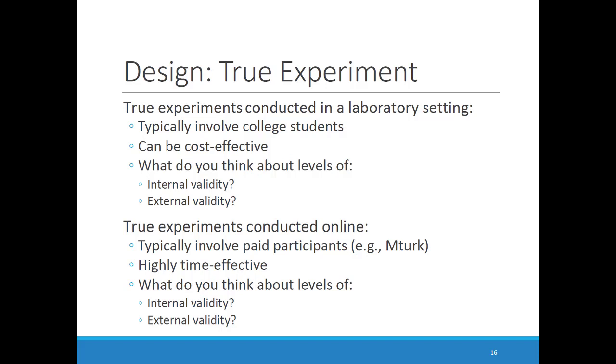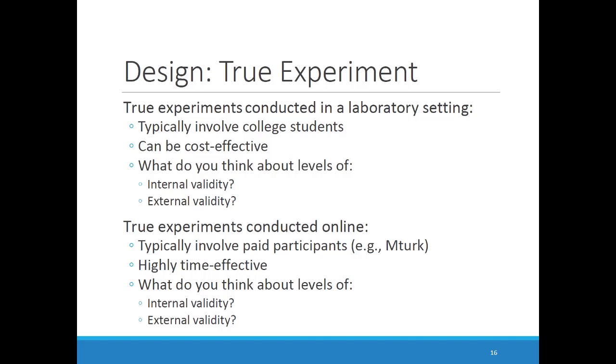But what do we think about levels of internal validity and external validity? Kind of similar to what we talked about earlier, in terms of internal validity, you do have a fairly high degree of control, but we might have concerns about how people online may not be paying attention, right? So what if they're just clicking through things online and they're not really doing the manipulation, or they're not really answering the questions appropriately? Well, that would affect the levels of internal validity in this case.